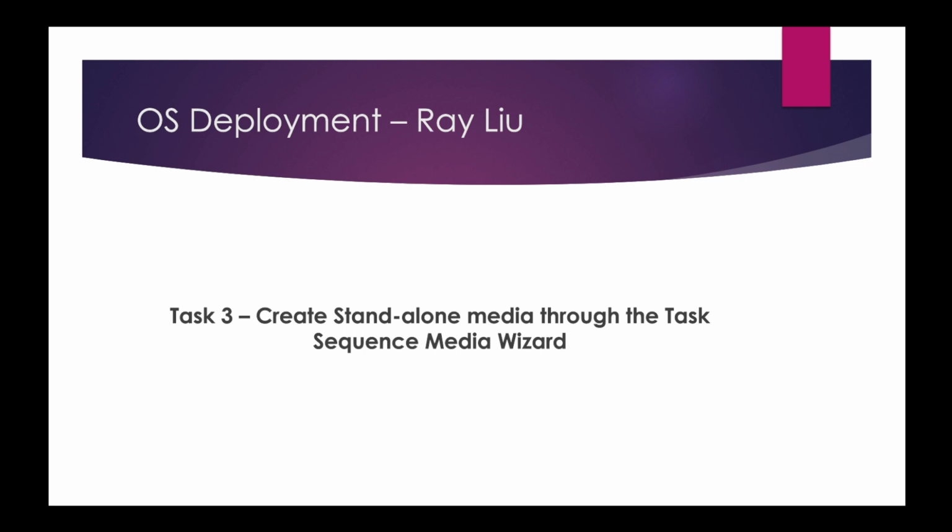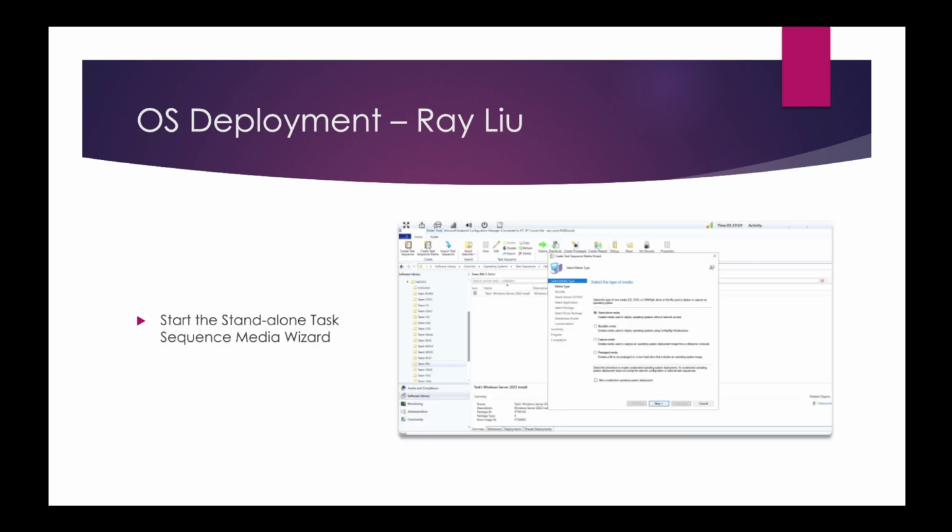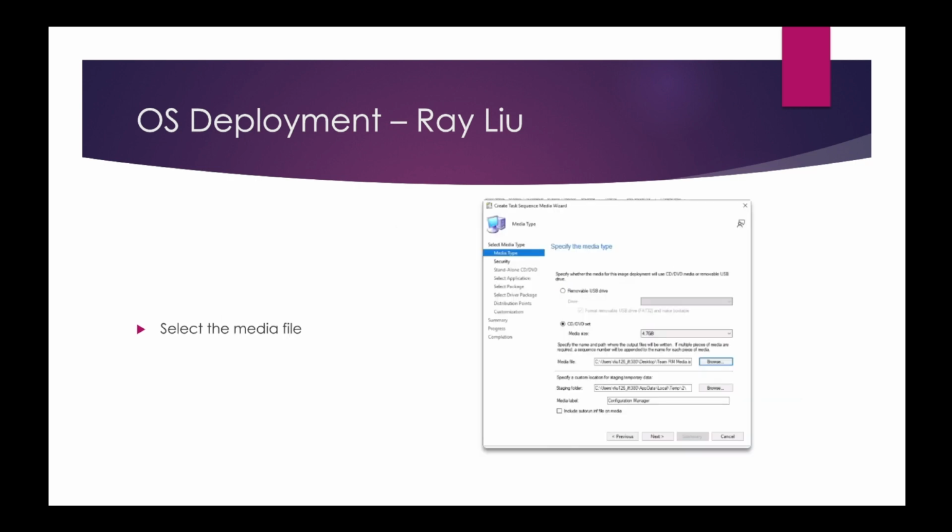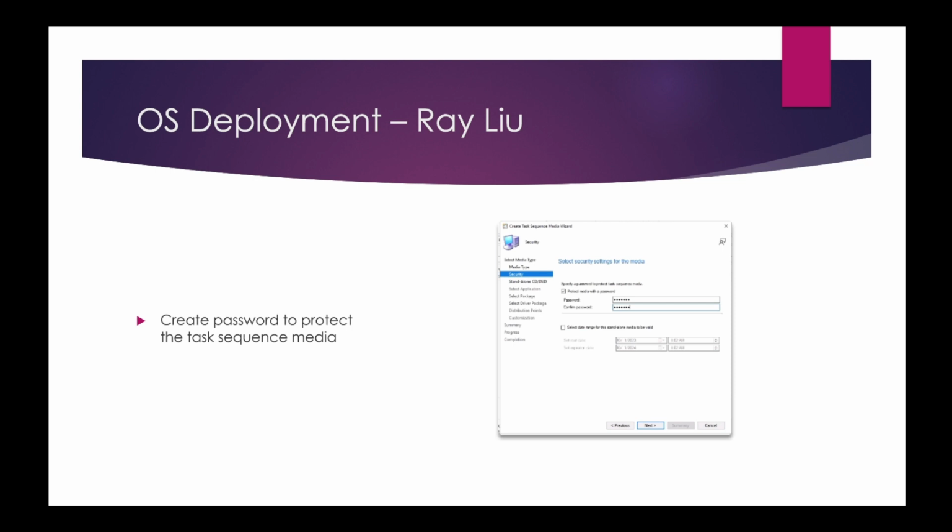Thank you, Runhua, for the presentation. On my part, I worked on task 3, create standalone media through the task sequence media wizard. First of all, I open up the task sequence media wizard and select the standalone media, and I click next. On this part, I select the media file, and then continue. And I choose a password. It's a simple password to protect this task sequence.